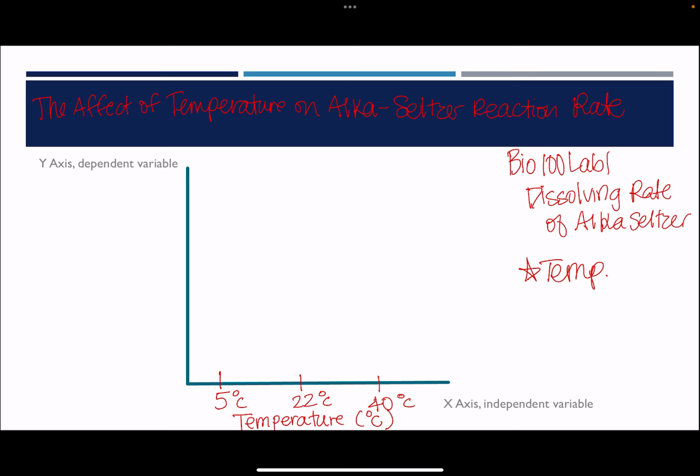On the y-axis, that's our dependent variable. So this is our data that we are collecting. We don't know what the rate is. That's what makes it dependent. It depends on the temperature.